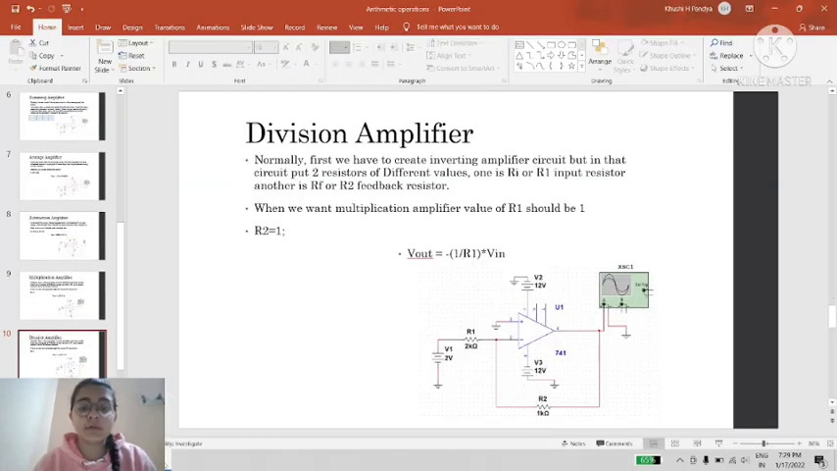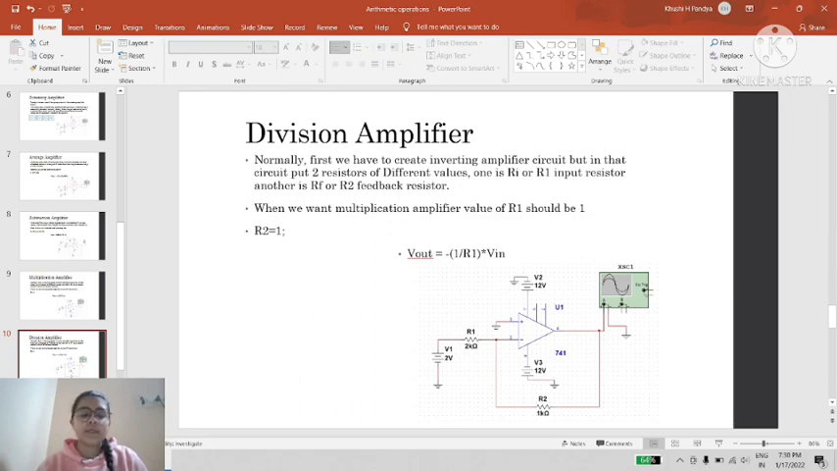After that, division amplifier. Circuit is similar to the previous one. We should only change the value of resistance. In this circuit, we should consider feedback resistor or R2 equal to 1 and R1 as any number, so that output voltage is equal to minus of 1 upon R1 into input voltage.